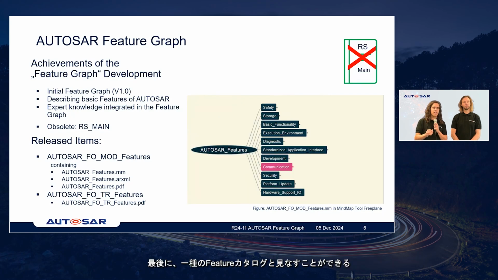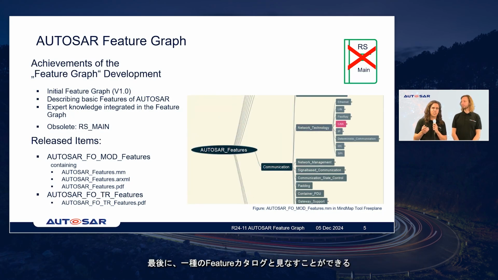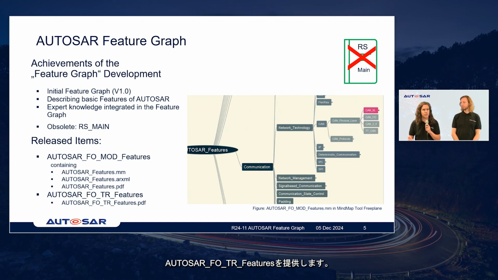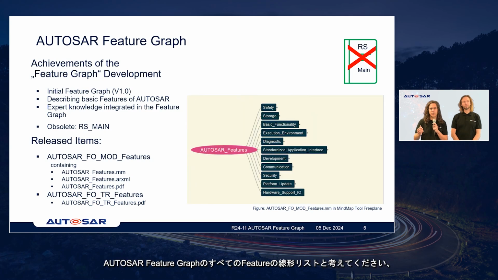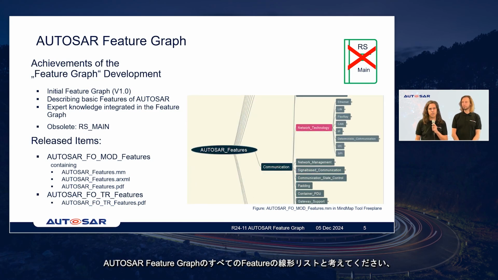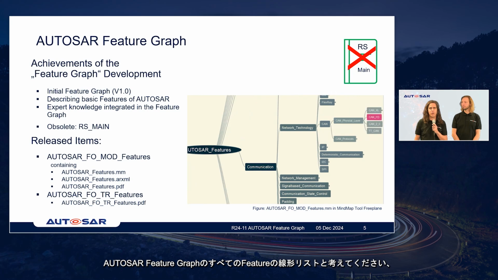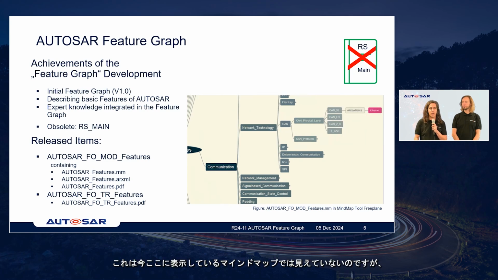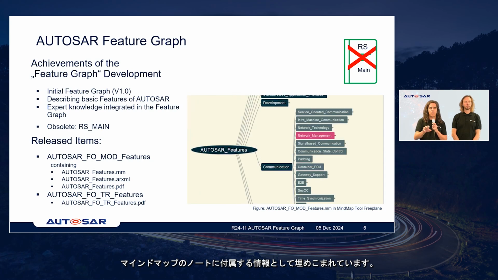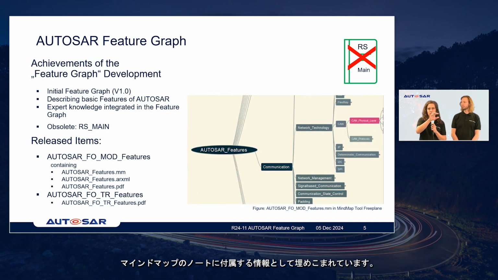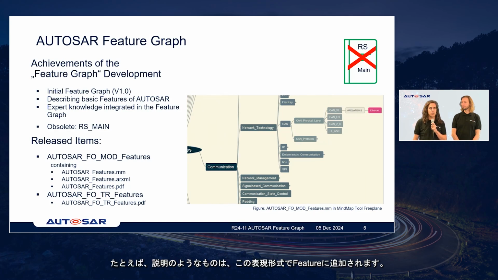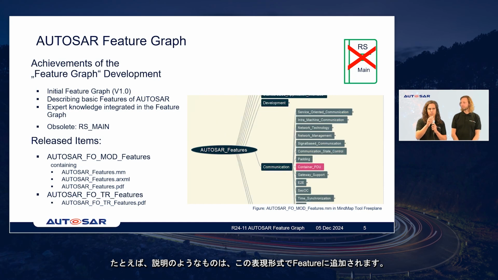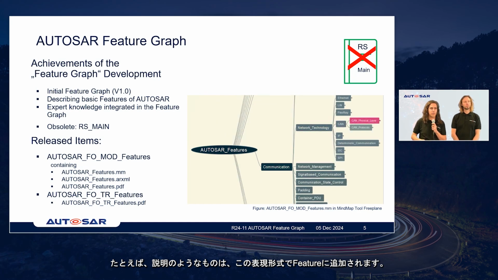The last thing you get is the AUTOSAR feature catalog, which could be considered a kind of feature list. Consider it as a linear list of all the features in the AUTOSAR feature graph with all the details that you maybe cannot see in this mind map now, but which are buried as attached information in the notes of the mind map. Things like descriptions, for example, are added to the features in this representation.